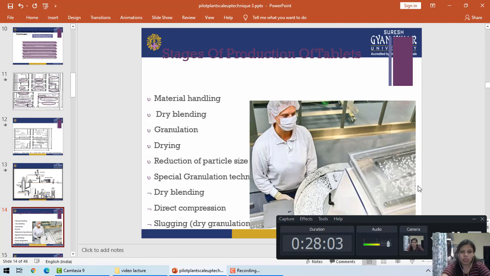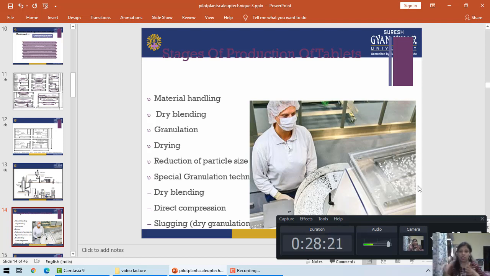So the first one is material handling. Material handling is basically how we handle the material, that is, how much amount we should weigh and how to get that weighed amount of that particular drug and excipient. So this will come under material handling.